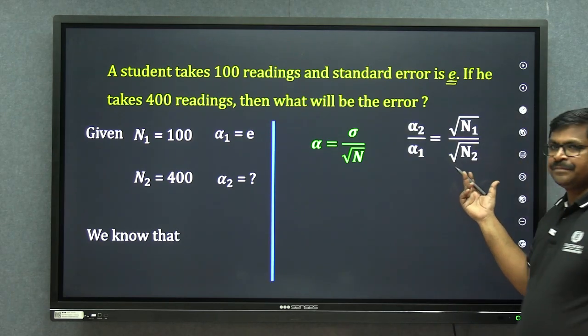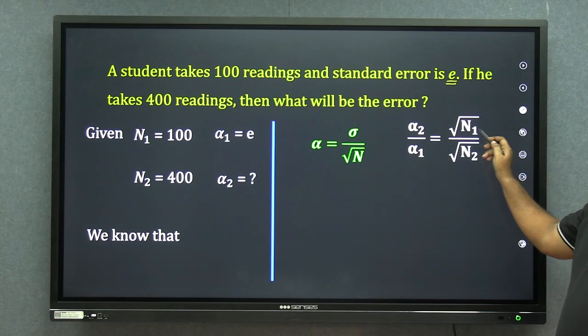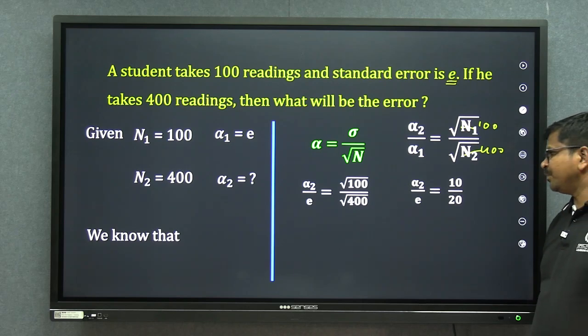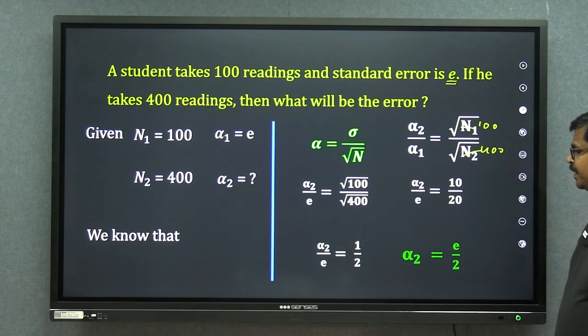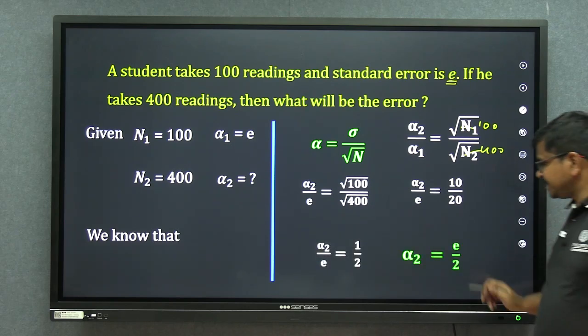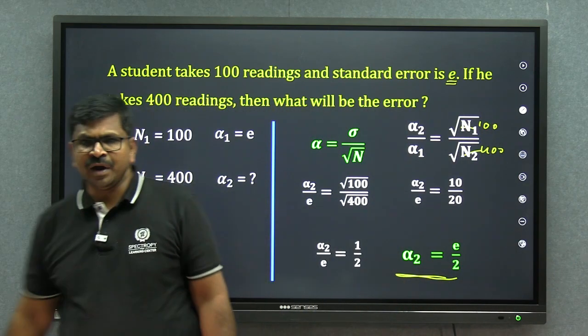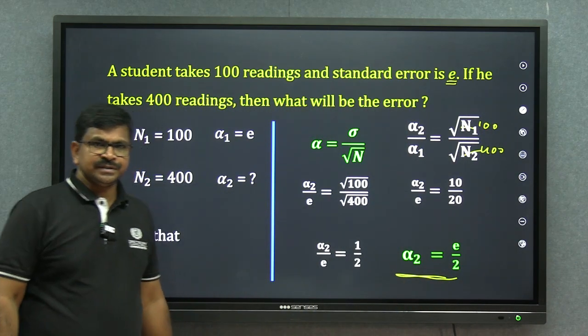Simple idea. By substitution, N1 is 100 here and N2 is 400 here. With a simple simplification, I will get 10 by 20, which is E by 2. So this is the final answer for this numerical. This is the way to handle such kinds of questions.